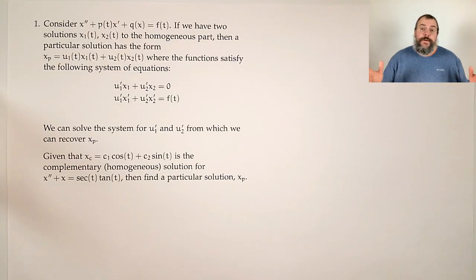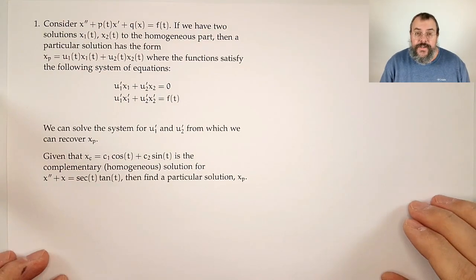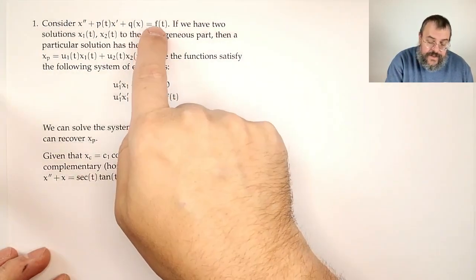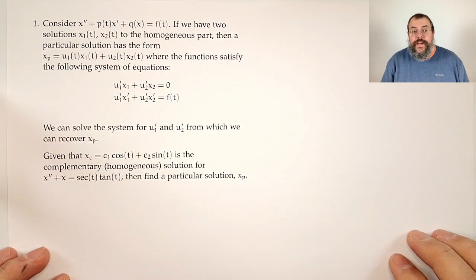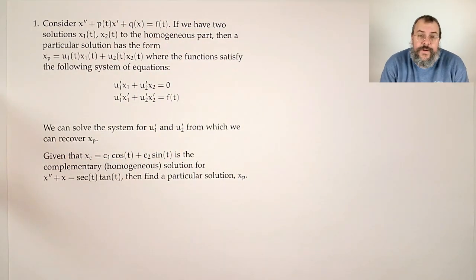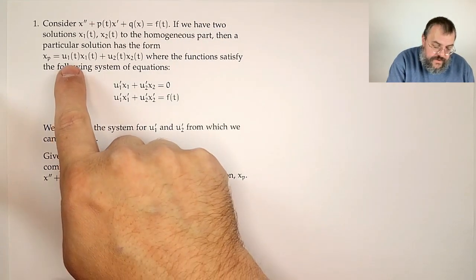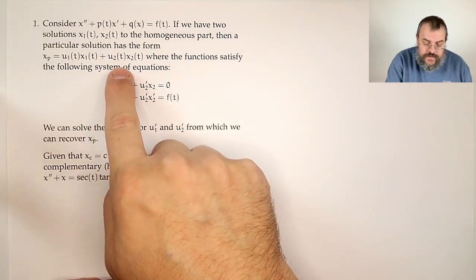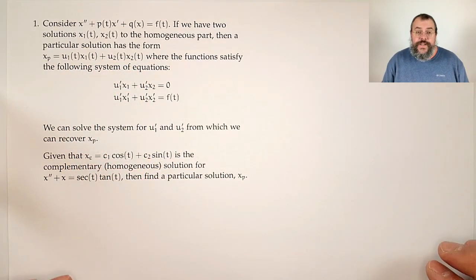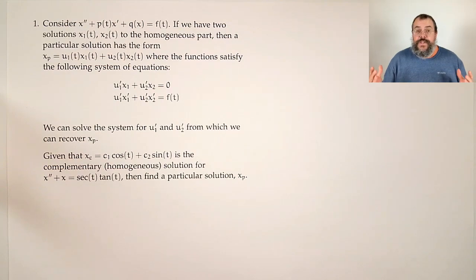Consider x double prime plus p of t times x prime plus q of t times x equals f of t. So in other words, this says it's a non-homogeneous equation. And it says if you have 2 solutions, x1 of t, x2 of t to the homogeneous part, then a particular solution has the form xp equals u1 of t times x1 of t plus u2 of t times x2 of t, where the functions satisfy the following system of equations. There's no question here. This is just explaining the process to us.